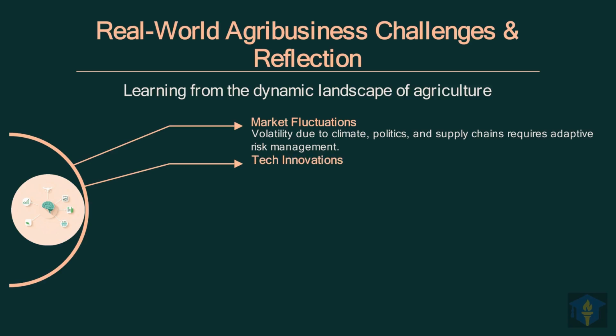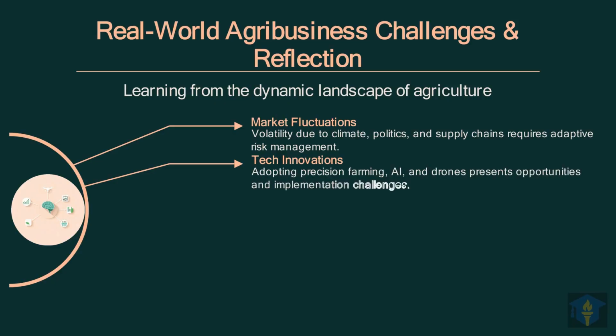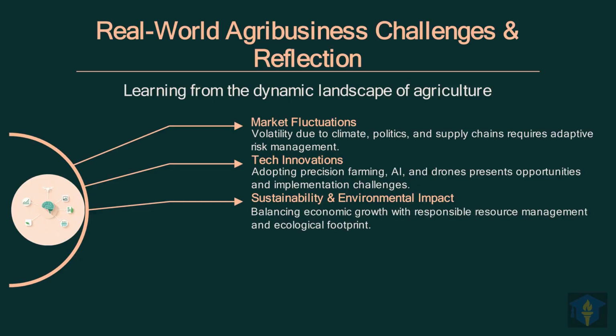Technology innovations are transforming agricultural practices worldwide. Adopting precision farming, artificial intelligence, and drones presents both opportunities and implementation challenges. Sustainability and environmental impact are critical considerations today. Balancing economic growth with responsible resource management and reducing ecological footprint is essential.